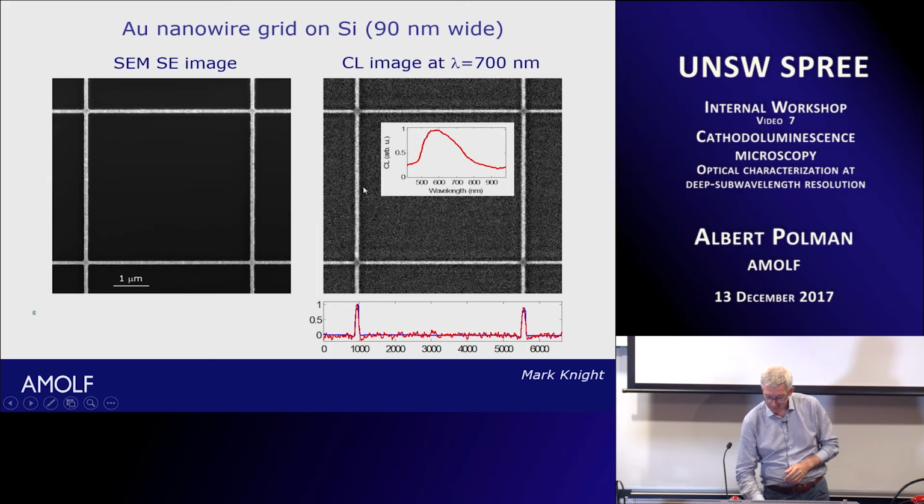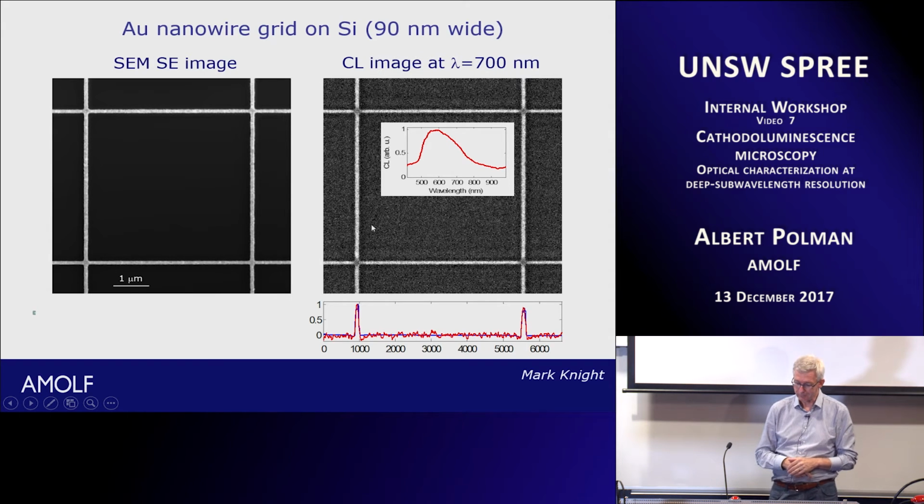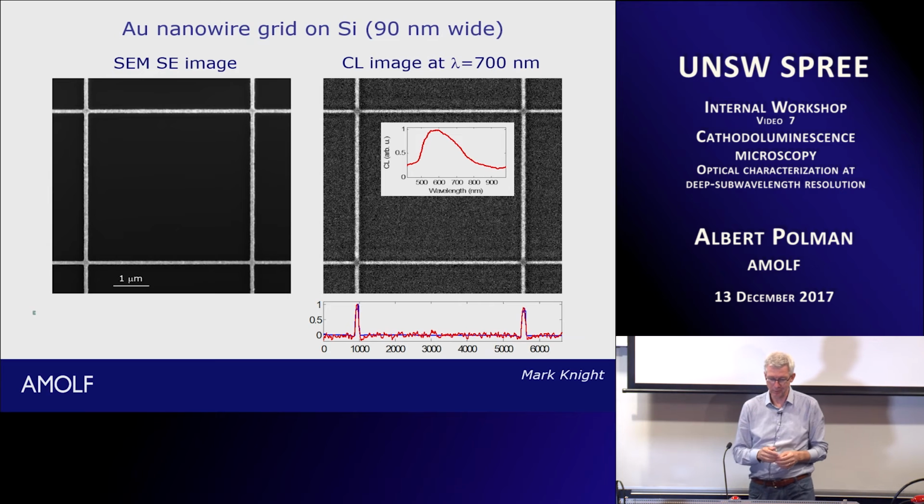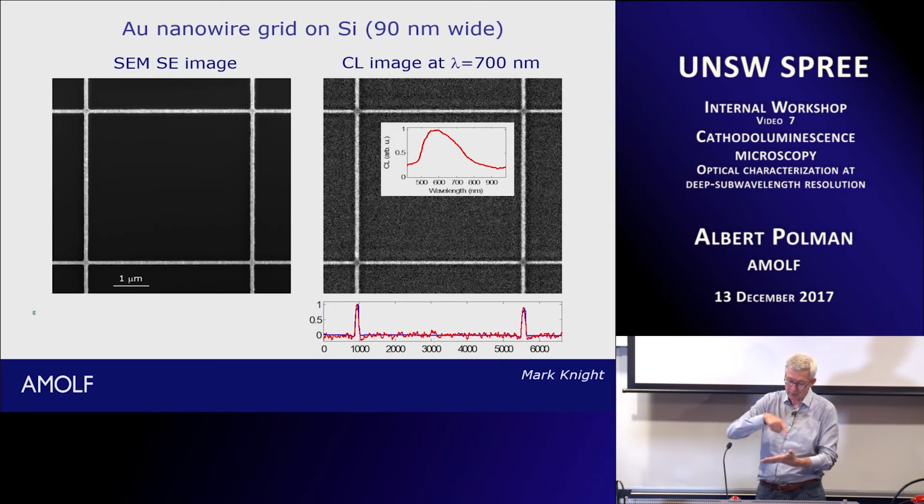And then on the right-hand side, this is the CL image. So at first sight, it just looks the same, right? So what does it mean? We have scanned the electron beam. And rather than take the secondary electron image, SEM, on the left side, we take the light image that comes out. So you have to realize this picture is an optical image. It's the light emitted at 700 nanometer.